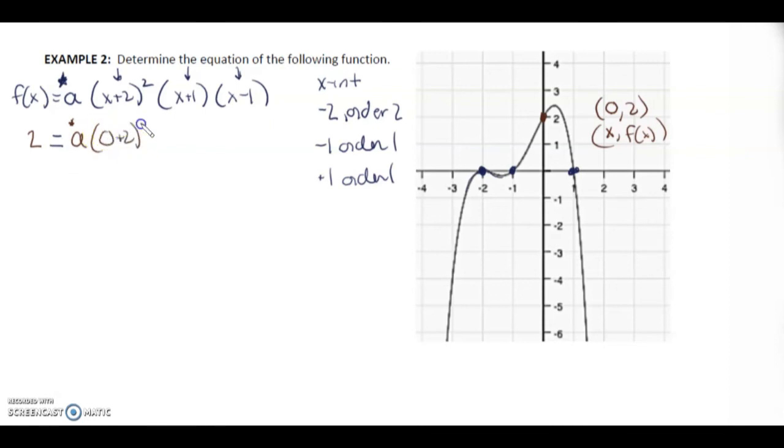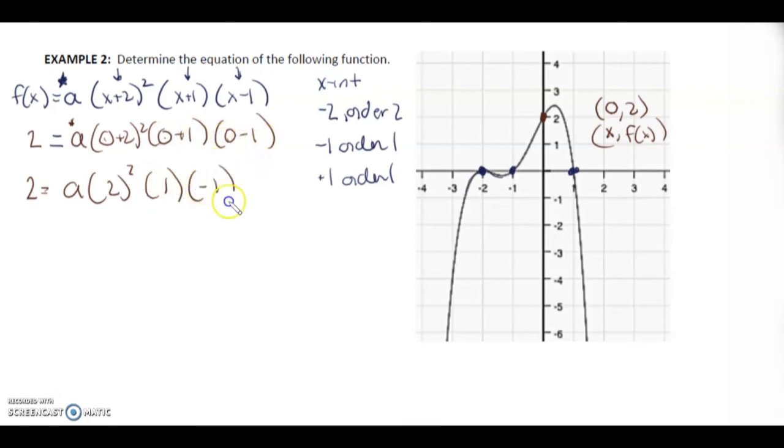0 plus 2 squared, 0 plus 1, and 0 minus 1. So I'm going to bring down that 2, write the a. So 0 plus 2 is 2, and we want to square that. 0 plus 1 is 1, and 0 minus 1 is negative 1. So in the next line, well, what's 2 squared? It's 4. And then 1 times negative 1 is negative 1. So I get negative 4a on this side.